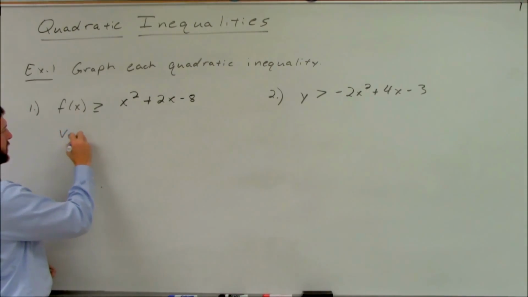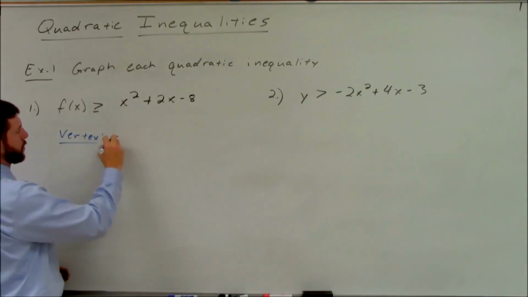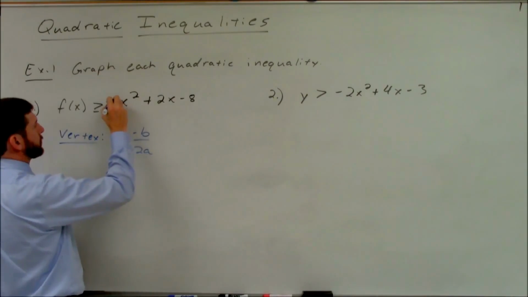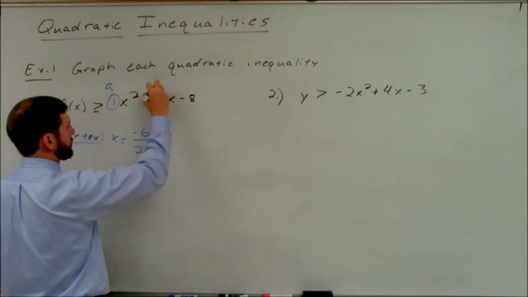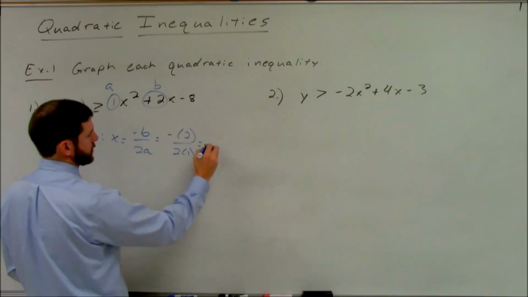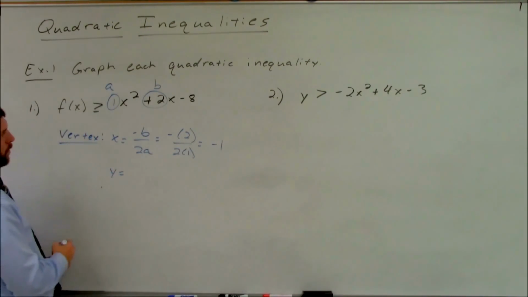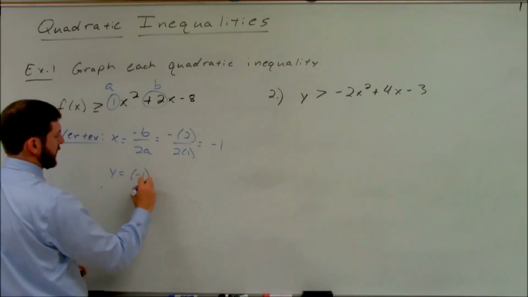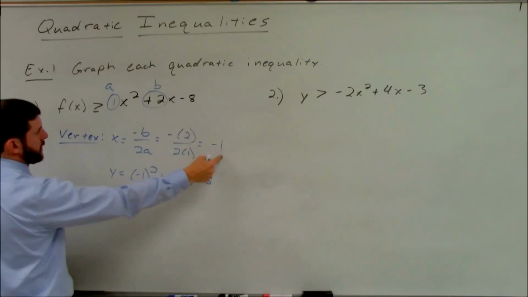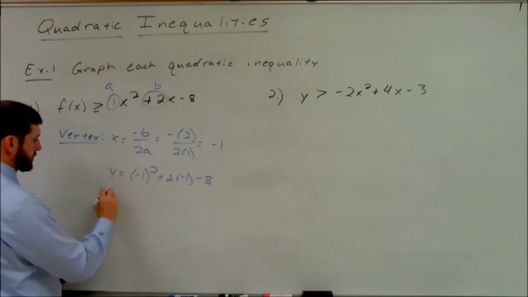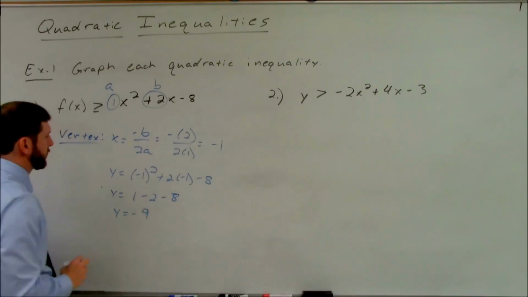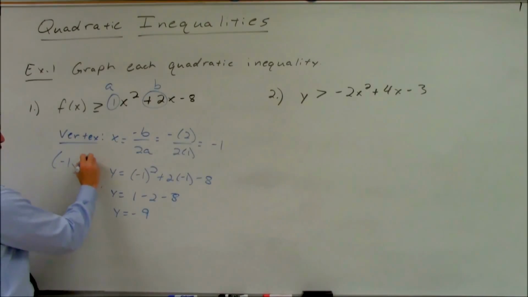So let's start with the vertex. I know the x coordinate comes from negative b over 2a. So there's my a, there's my b. So negative 2 over 2 times 1. Negative 2 over 2 is negative 1. The y coordinate we get from plugging the x coordinate in. So negative 1 squared plus 2 times negative 1 minus 8. So we're going to get 1 minus 2 minus 8, which equals negative 9. So there's our vertex: negative 1, negative 9.